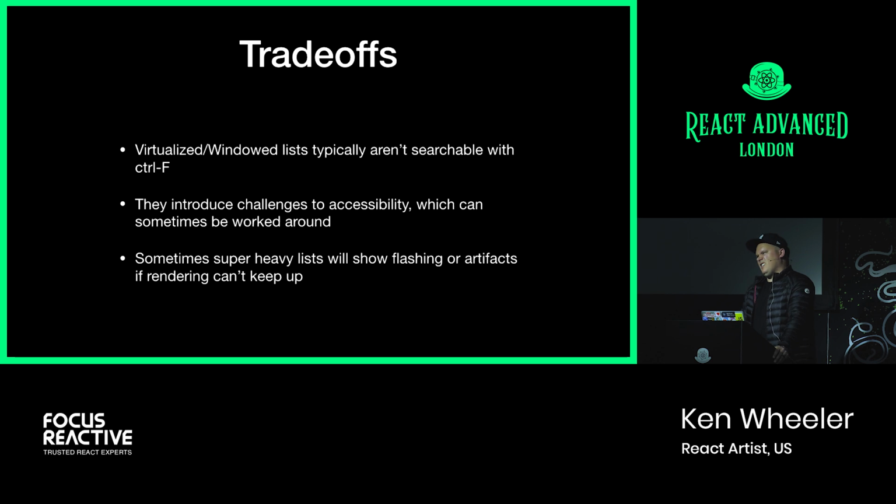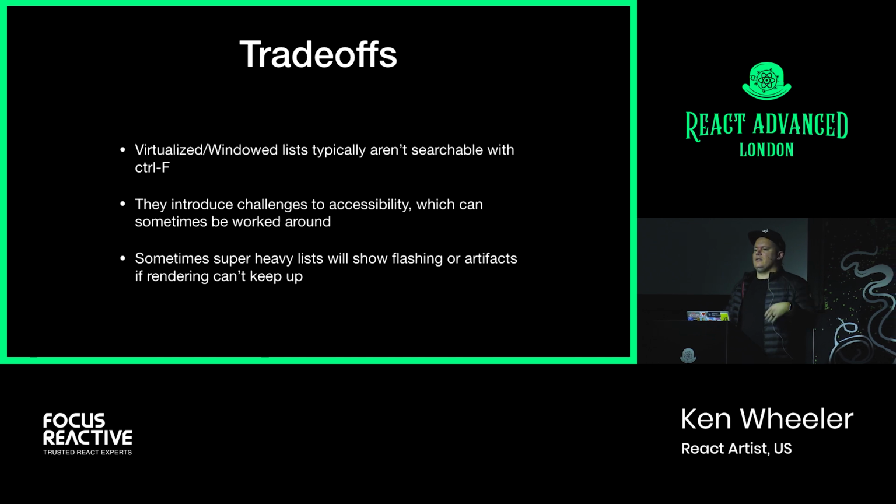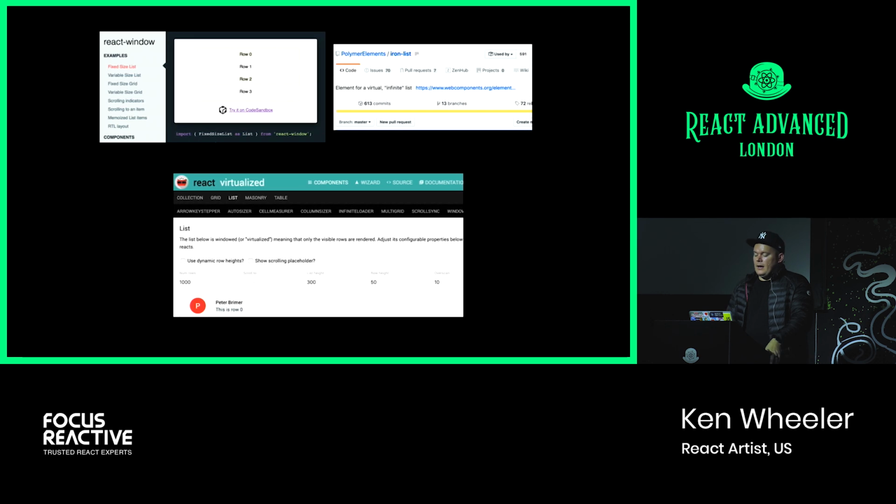Regressively de-enhance? I don't know. Also, sometimes if you have heavy rendering in your list, if your list is super fancy, sometimes it'll show flashing if your rendering can't keep up with the windowing, right? So if you want to virtualize your list to make them better, you can use things.